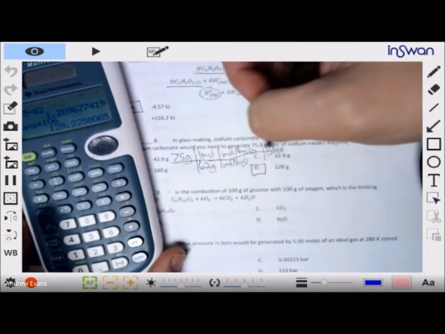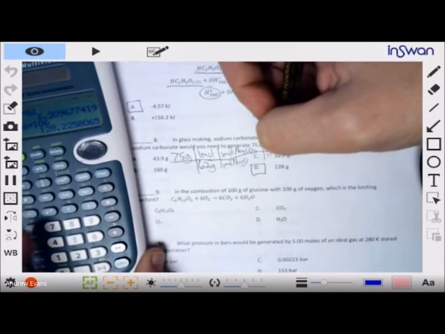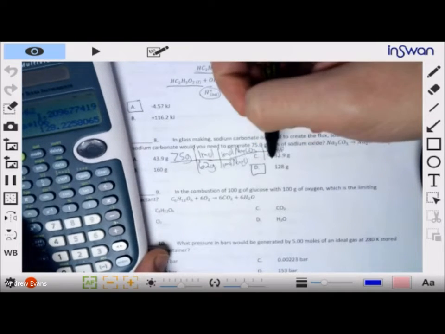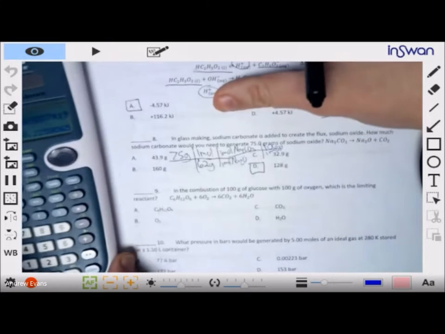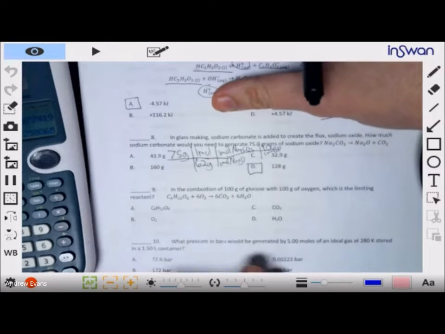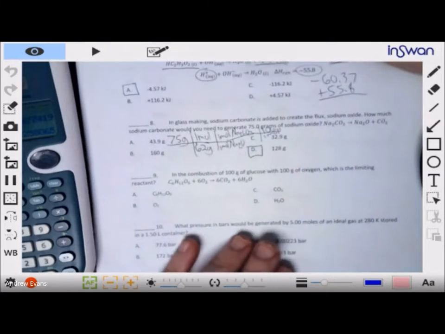So A and C are incorrect right out of the bat. If you think about it, A and C are incorrect right off the bat because they are less than 75 grams.